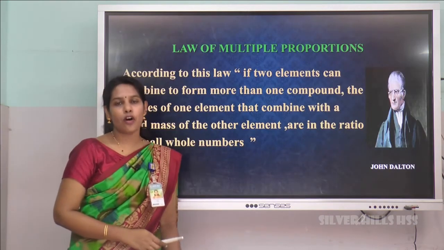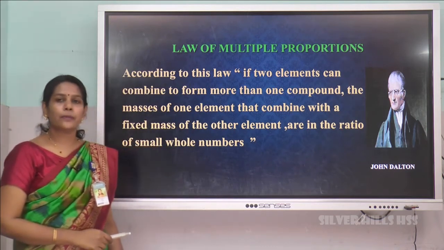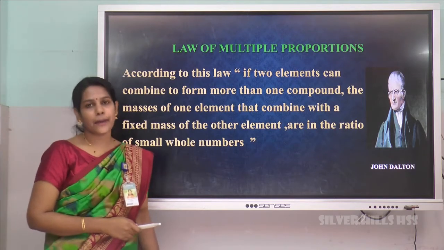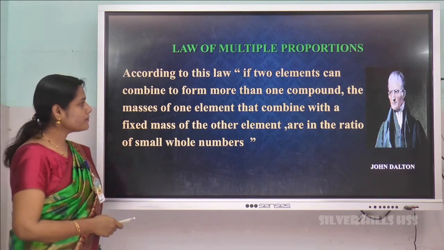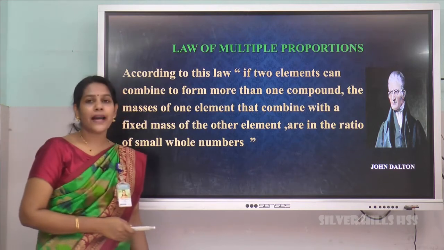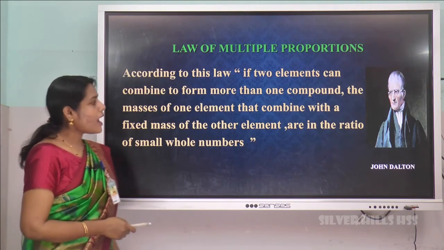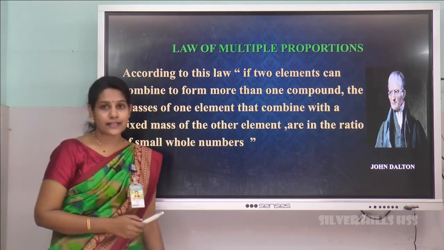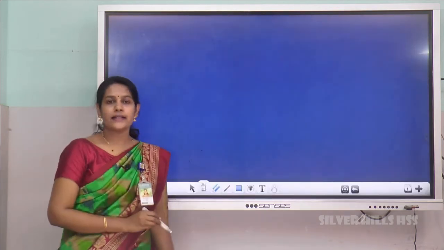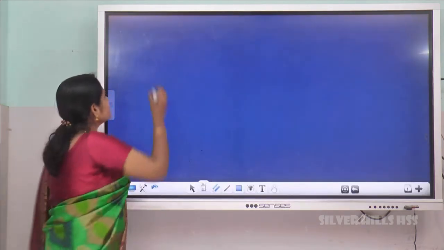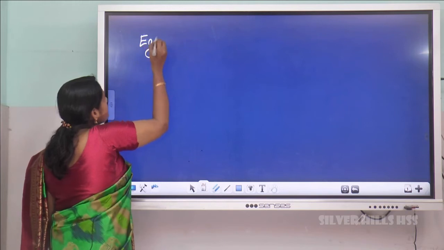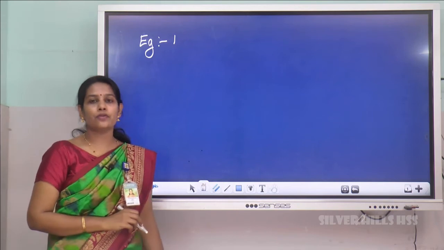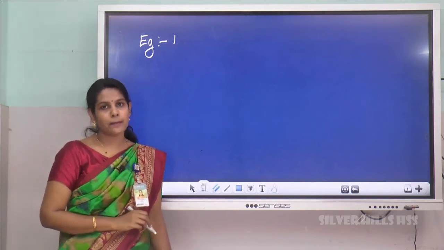The third law is the law of multiple proportions. This law was proposed by John Dalton. According to this law, if 2 elements can combine and form more than one compound, the masses of one element that combine with a fixed mass of the other element are in the ratio of small whole numbers. So let us illustrate this with examples. Consider the first example. Hydrogen and oxygen combine and we get two compounds, that is water and hydrogen peroxide.